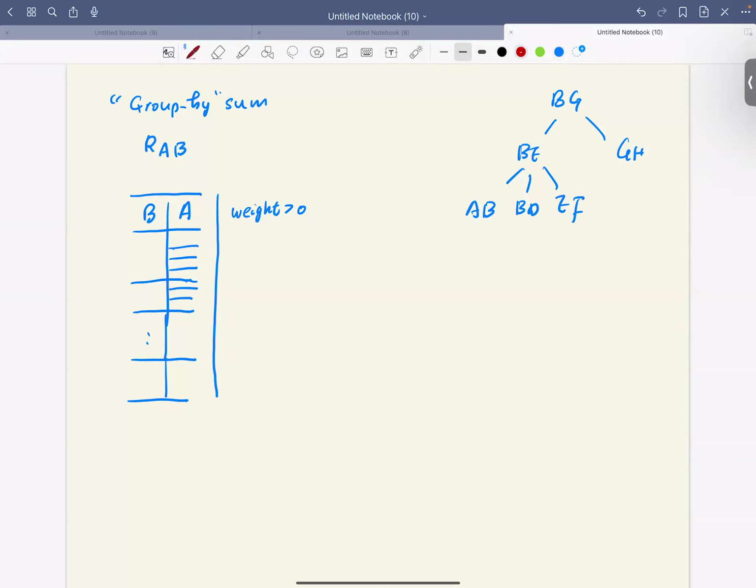Now I can talk about what is group by sum. A group by sum essentially says I'm giving you a B value that corresponds to this group. Remember, all the tuples in this group share the same B value. I want that group, but I don't want the tuples. I want only the sum of the weights of those tuples. So basically, give me the sum of the weights of these three tuples here.